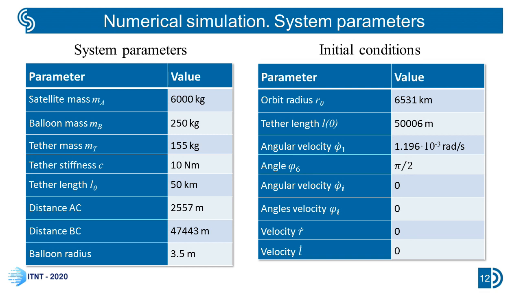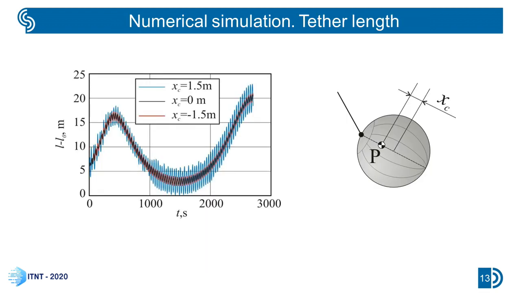We will carry out several calculations for various balloon center of mass positions. The position of the center of mass is determined by the parameter xc. The graph shows the dependence of the tether length deviations from the undeformed state. In all considered cases, the tether remains stretched.